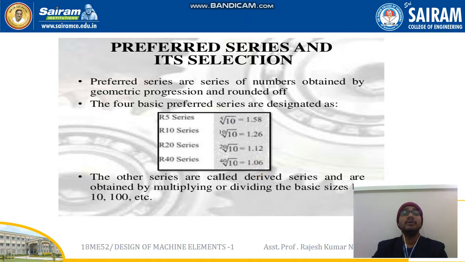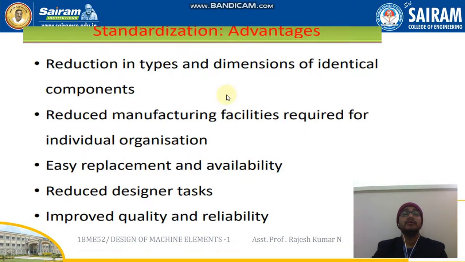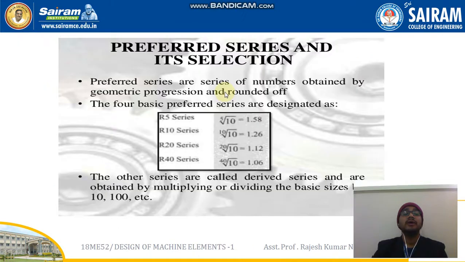These numbers are what we use when we are looking for a geometric progression. The other series are also called derived series, obtained by multiplying or dividing the basic sizes by 100, 10 or 1000, etc. With this, codes, standards and preferred series are completed. Thank you.